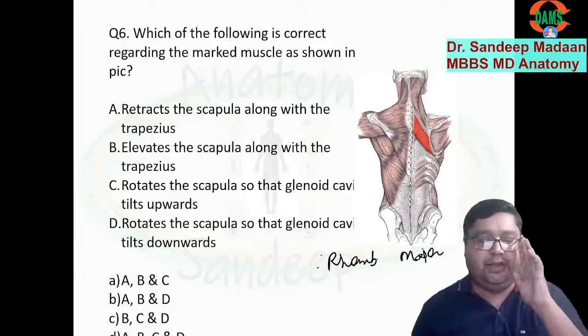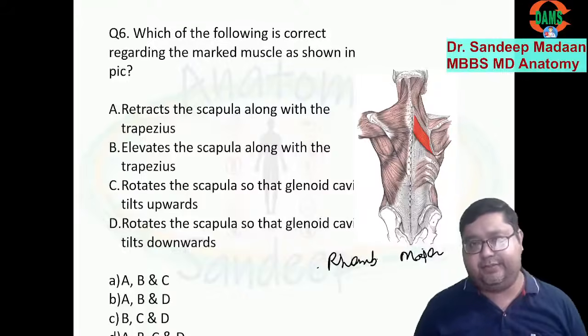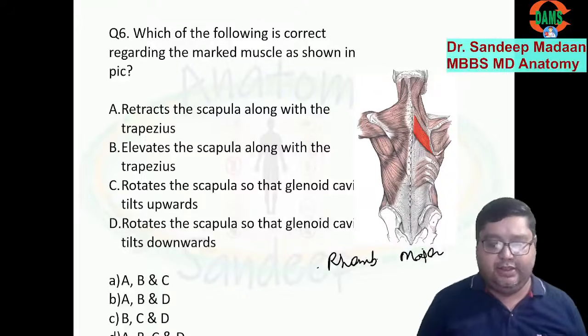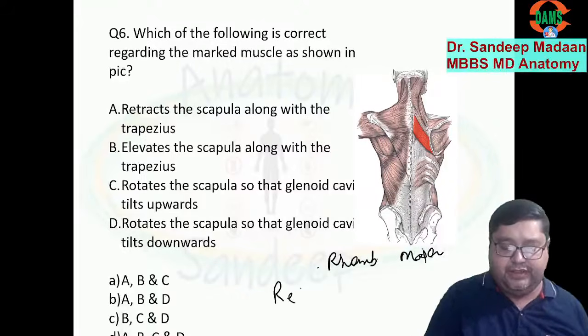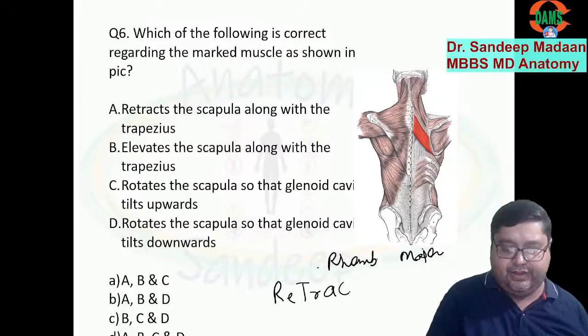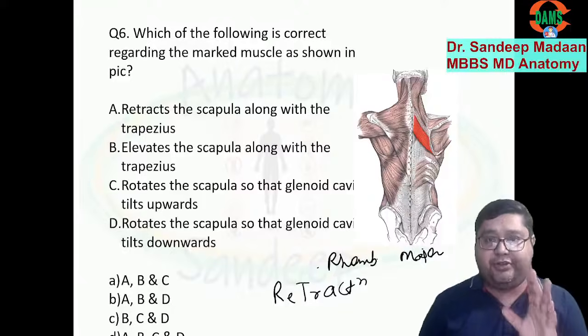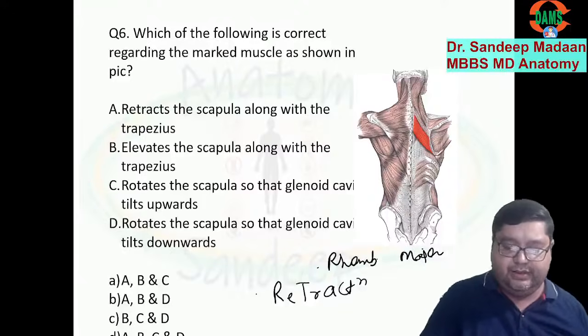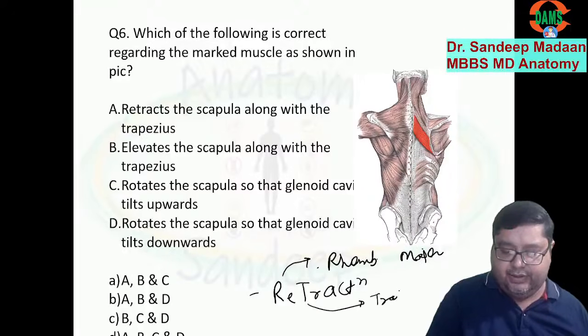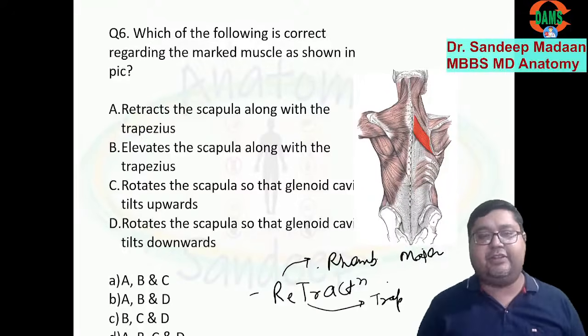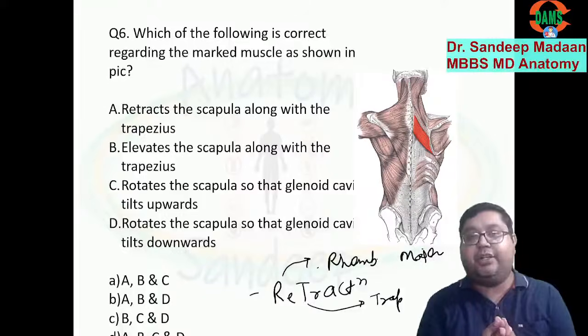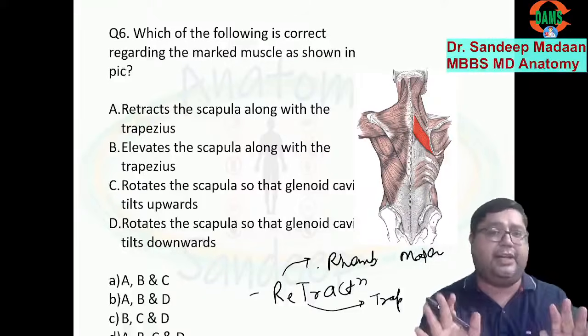If they ask for a single best answer, as per Gray's Anatomy, the single best answer is retraction. And why are we writing retraction this way, R capital, T capital? Because retraction will be done by two muscles: R means rhomboideus, and T means trapezius. So rhomboideus plus trapezius together will be doing the retraction, and the single best answer is retraction only.